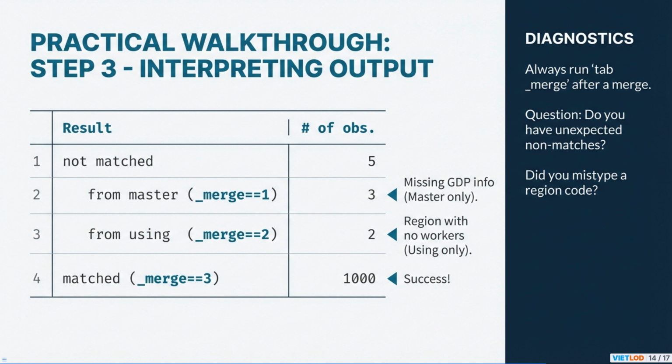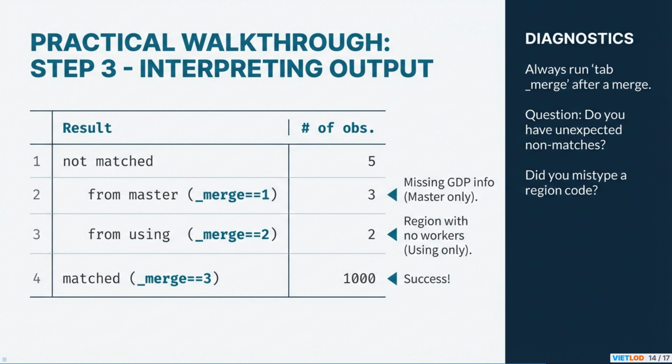The command has been executed, but our work isn't done. The next step is crucial: interpreting the output to see if the merge was successful. After every merge, Stata creates a variable called _merge. This variable is your primary diagnostic tool. You should always inspect it immediately using the tab _merge command.